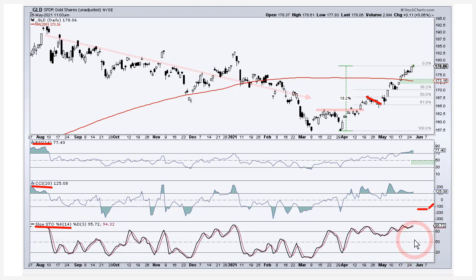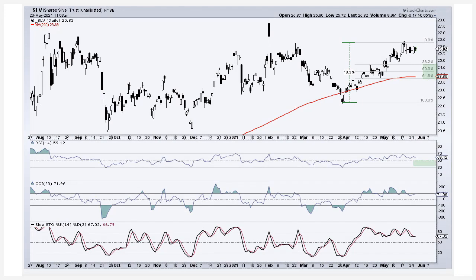And then the other signal would be the slow stochastic. And if it goes below 20 and then turns up and moves back above 20, that would be a bullish signal short term. Also, I'll be looking for things like falling flags, pennants, triangles, or wedges to form over the coming weeks.